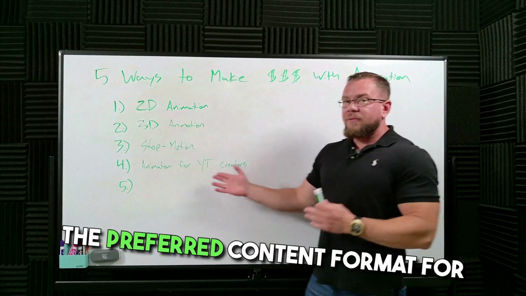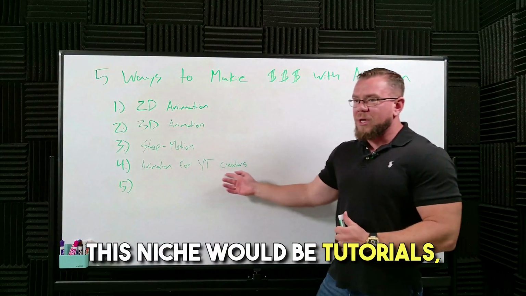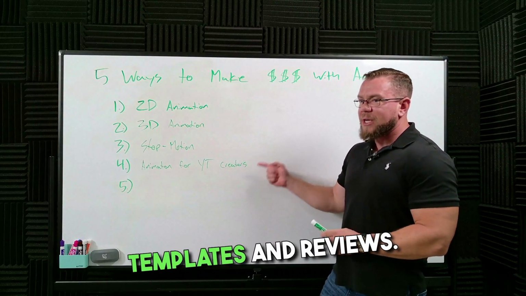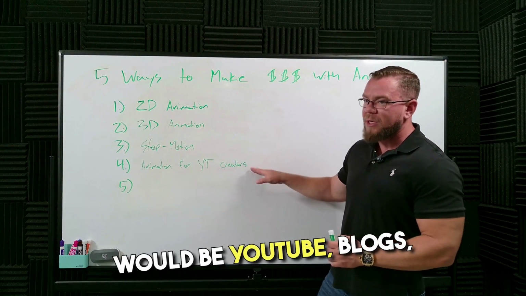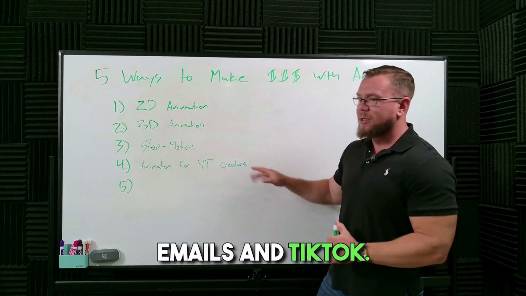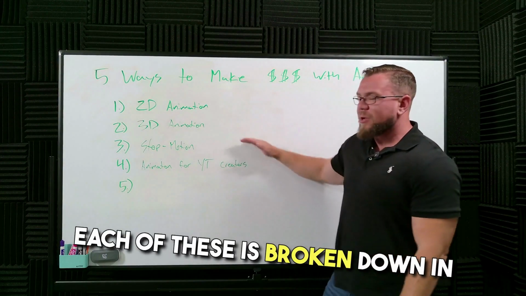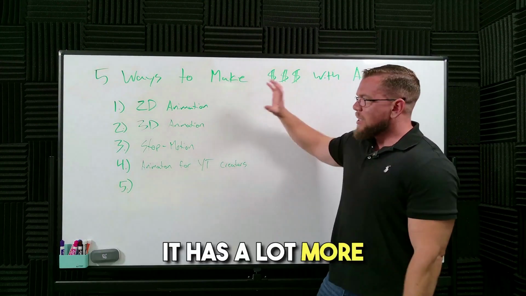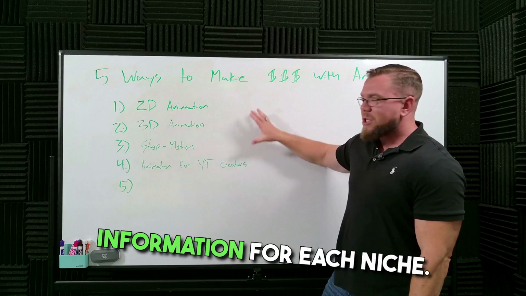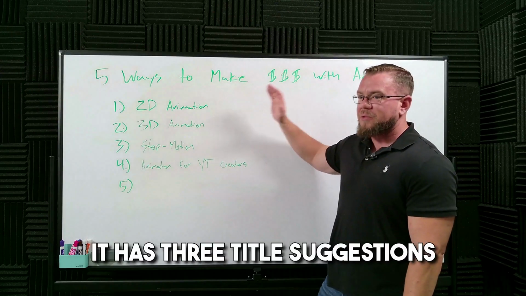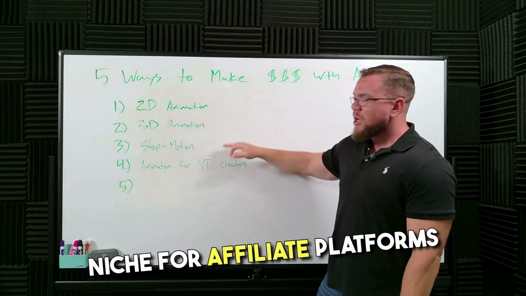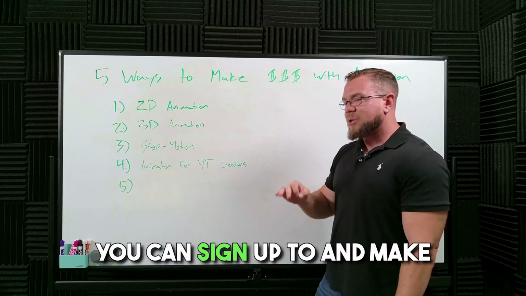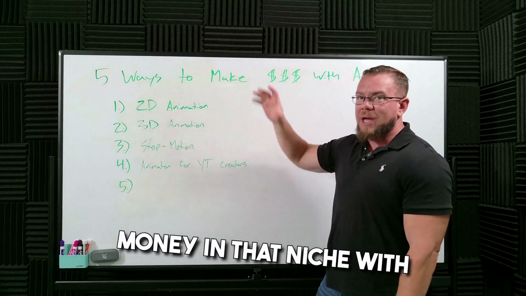The preferred content format for this niche would be tutorials, templates, and reviews. And the preferred platforms would be YouTube, blogs, emails, and TikTok. If you go to the blog, each of these is broken down in the blog article on BrianDuclos. It has a lot more information for each niche. It has 3 title suggestions for each content platform, and there are 3 links in each niche for affiliate platforms you can sign up to and make money in that niche with applicable product.